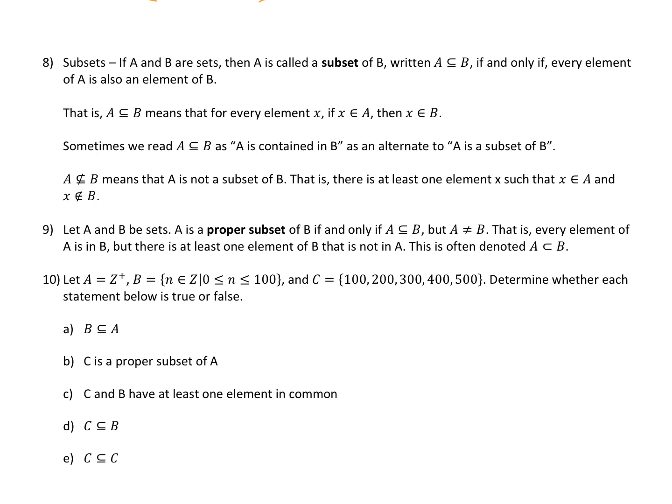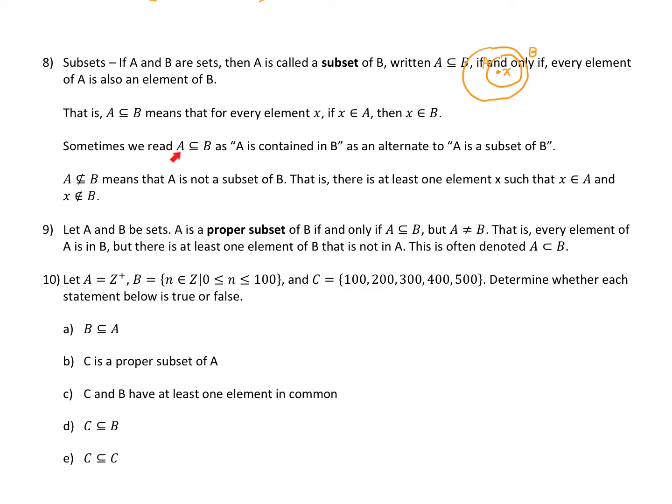Okay, moving on to subsets. If A and B are both sets, A is called a subset of B, which we would write A is a subset of B, if and only if every element of A is also an element of B. So that is, A is a subset of B means that for every element X, if X is in A, then X is in B. Sometimes we use a Venn diagram to describe this. So here's B, and then A would be inside of it. So every element in A also lives in B.